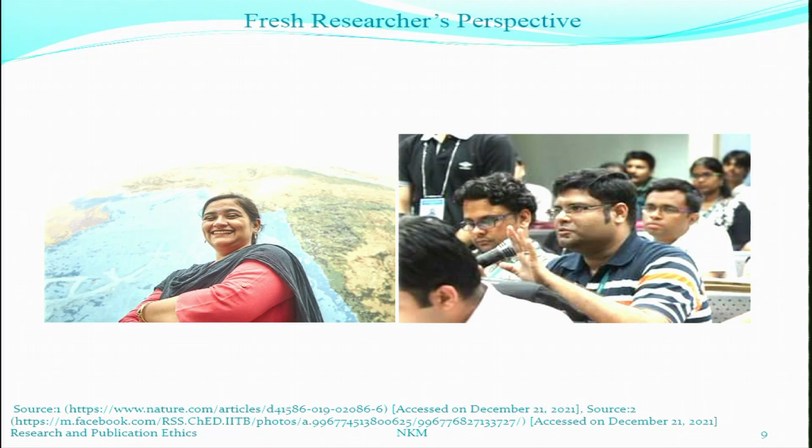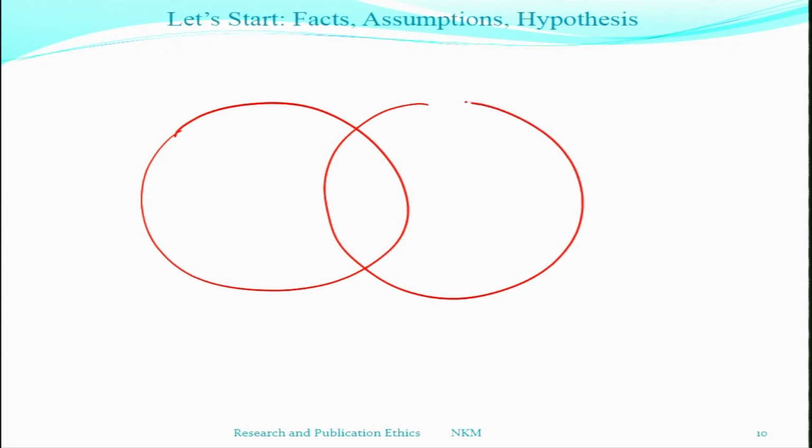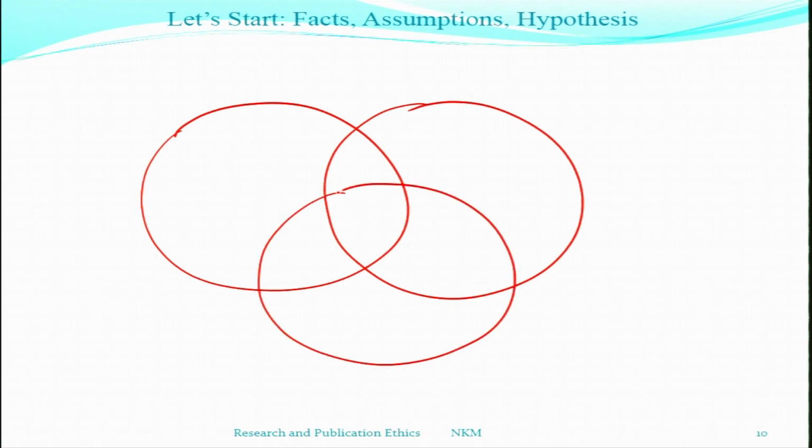So a fresh researcher is always inquisitive. He asks many questions on the research, so as to understand. So let's try to understand how research actually takes place in a fresh researcher's mind. Again, we can make a diagram like this. I'm using Venn diagrams to represent these three, right? Facts, of course we have facts, and we have assumptions, right? And then we have hypothesis.